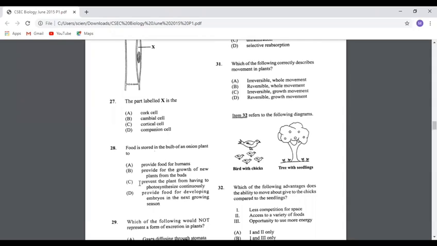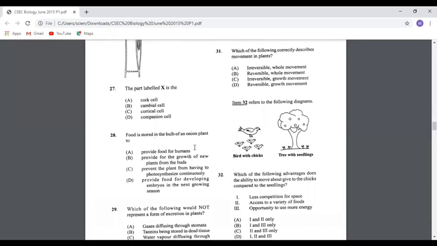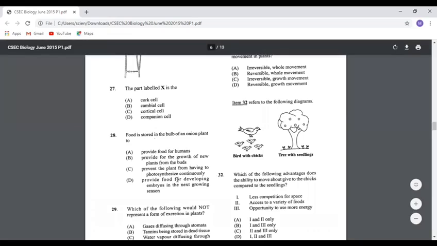28. Food is stored in the bulb of an onion plant to A, provide food for humans, B, provide for the growth of new plants from the buds, C, prevent the plant from having to photosynthesize continuously, D, provide food for developing embryos in the next growing season. The answer would be B, provide for the growth of new plants from the buds.